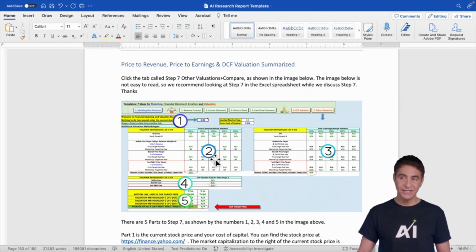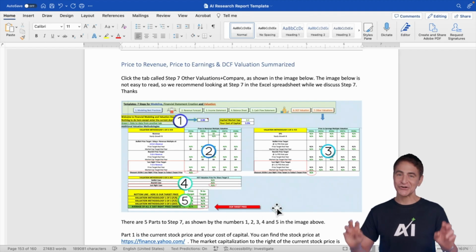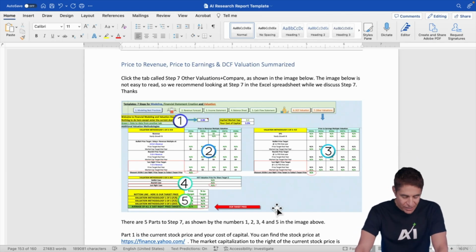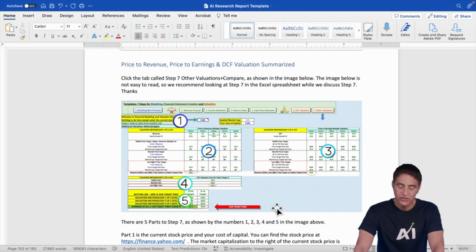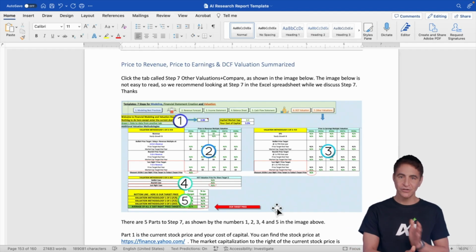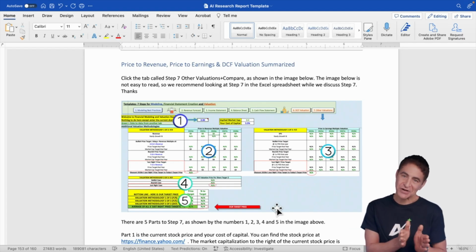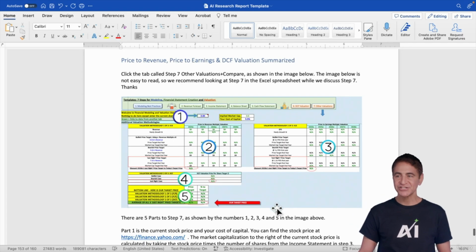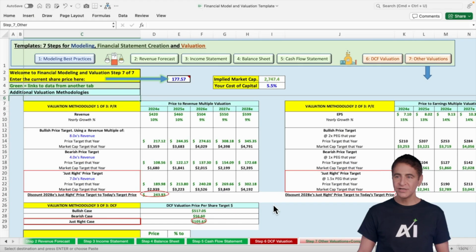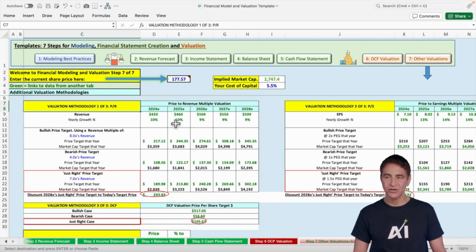Step 2 right here is calculating price to revenue, which we'll do in this lecture. Then in the next lecture, we'll do step 3, which is price to revenue. And then we'll talk about the blended average target price of all 3 methodologies and our final, what's called just right target price. And I say just right because I give you 3 different ways to value within each of these 3 ways using bearish, neutral, bullish, neutral being just right. And you can always make your own assumptions. So let's now move on to price to revenue, which is valuation methodology number 1.